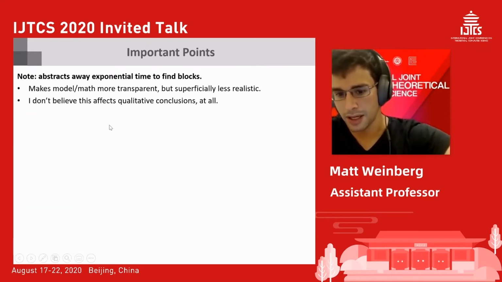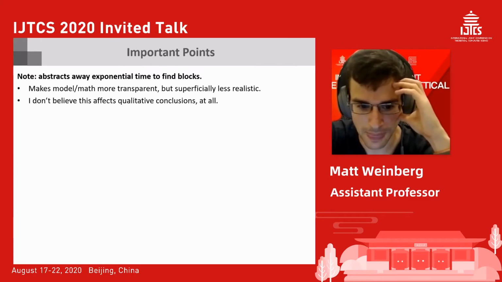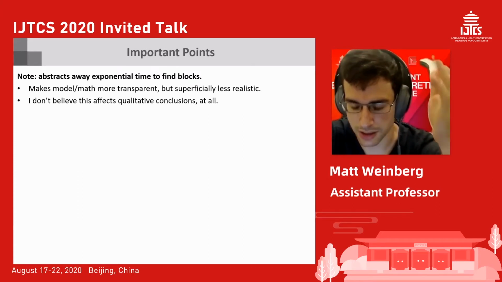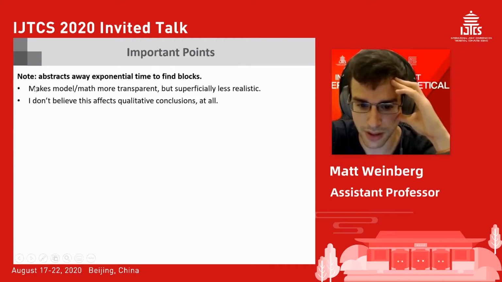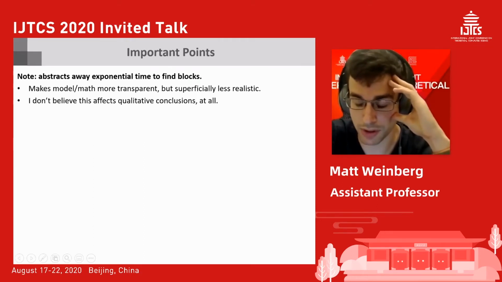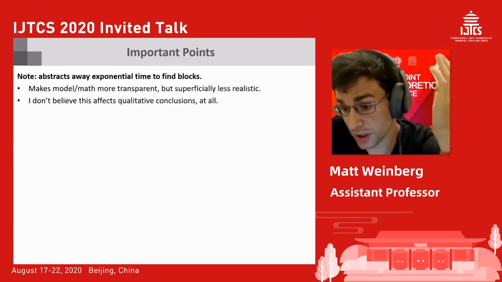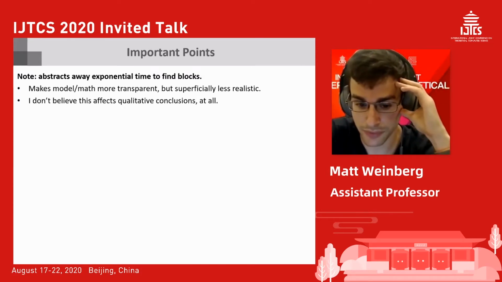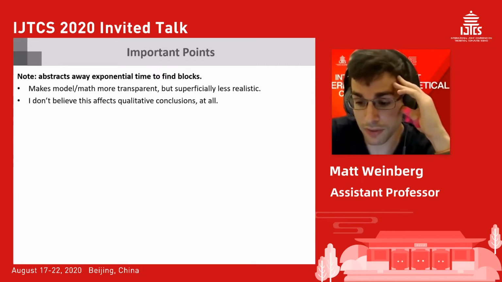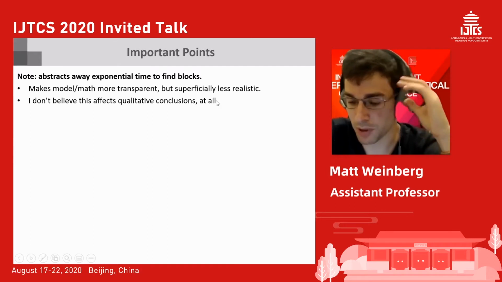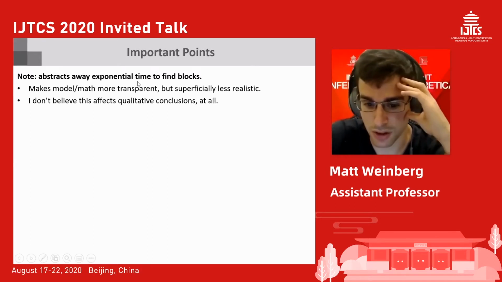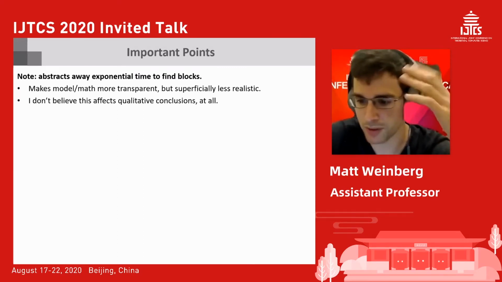So let me discuss each of these assumptions a little bit now. I mentioned that this model abstracts away the fact that it takes an exponential process to find blocks. It's not discrete. And this definitely makes the model and math more transparent. It makes it simpler. And superficially, it's less realistic just because we know that that's not how Bitcoin works. But I really don't think this affects the qualitative conclusions. It definitely makes the math different, I agree with that. But if you were to put back in exponential time, maybe the numerics would change slightly, but it's not going to change the fact that selfish mining is profitable or not profitable.